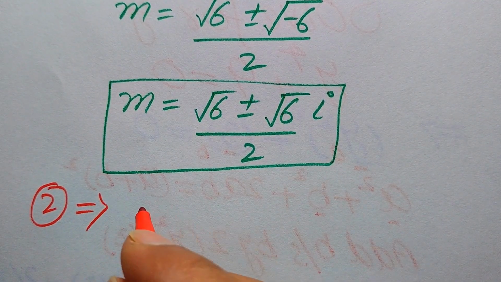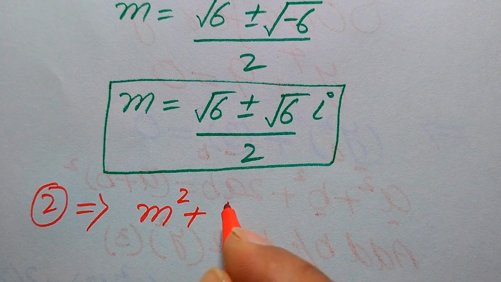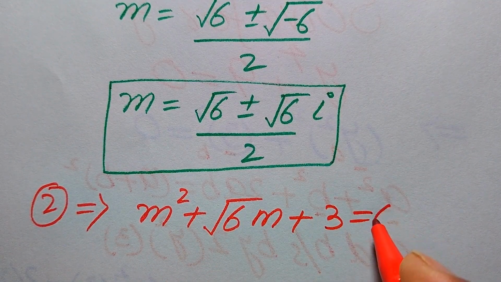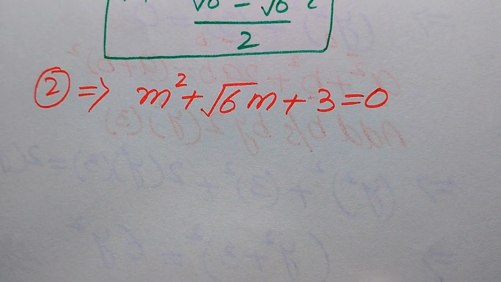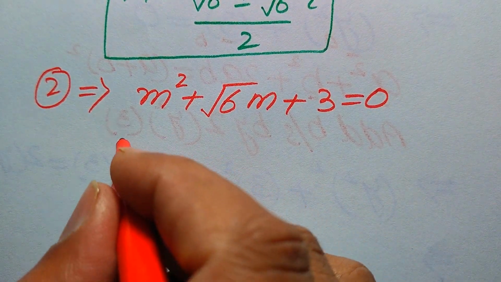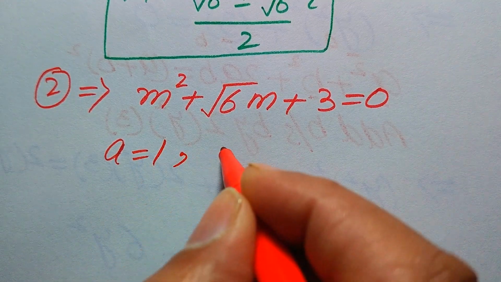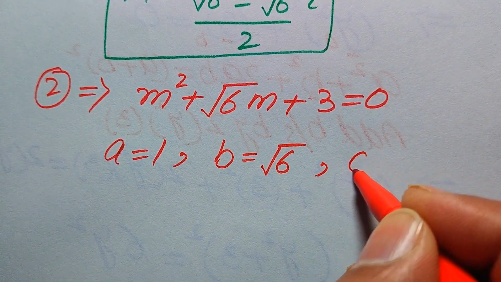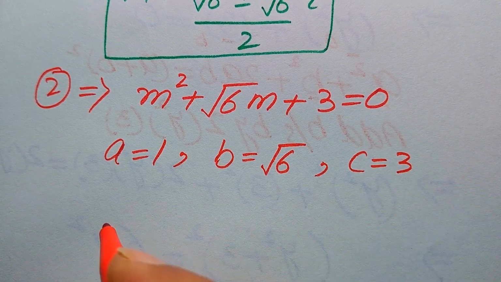So we copy down equation number 2. Here it is m square plus square root of 6 times m plus 3 equals 0. Because this is also a quadratic equation, we again apply the quadratic formula here. For this we write the coefficients of this equation, and they are a equals 1, b equals square root of 6, and c equals 3.